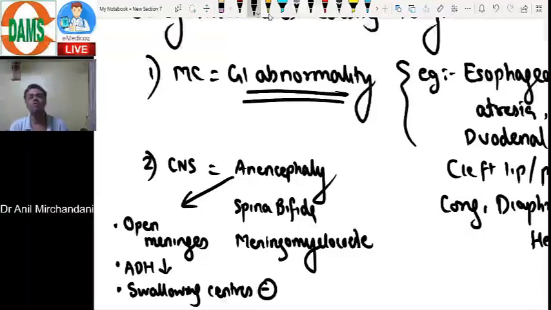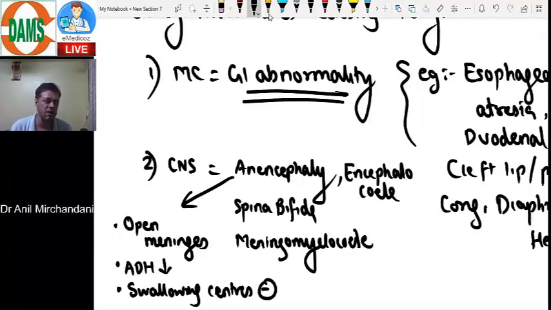That is why swallowing will also be hampered. Yeah. There may be another condition called encephalocele, where brain is there. In anencephaly, brain is not there. Skull bones are not there. Here, brain is there and herniating out of skull bones. That's an encephalocele. Look at this picture.